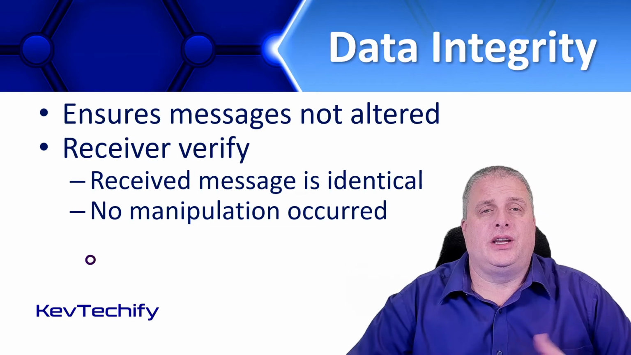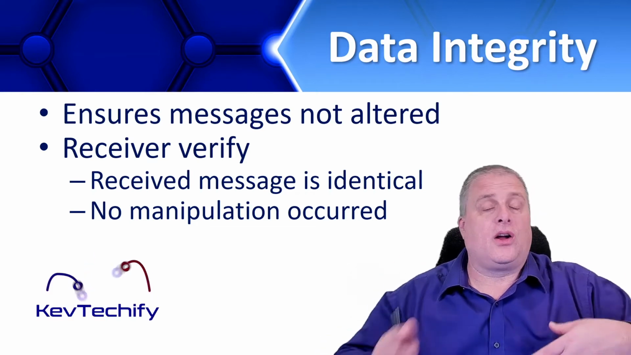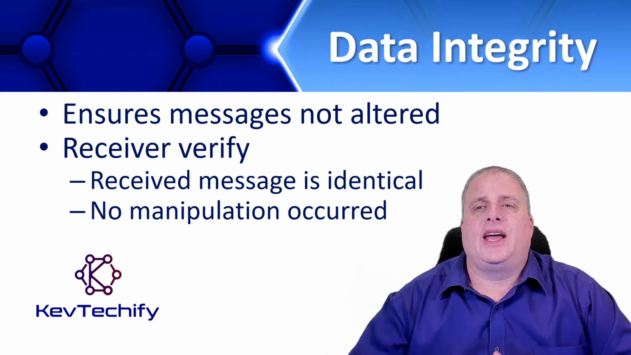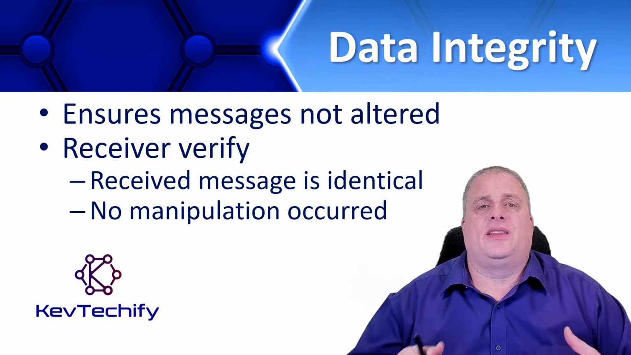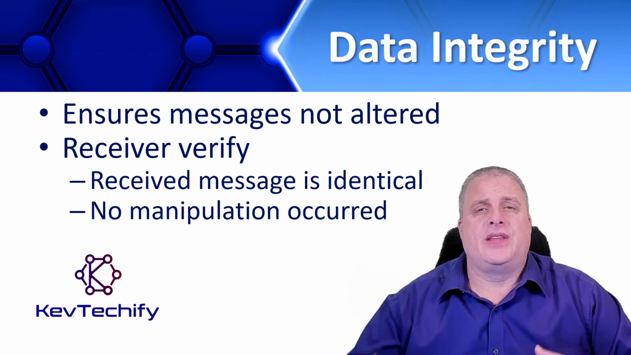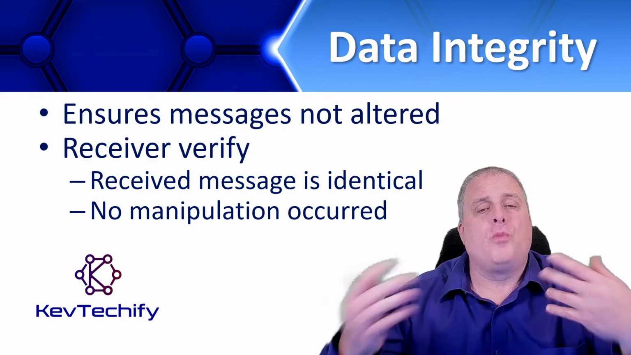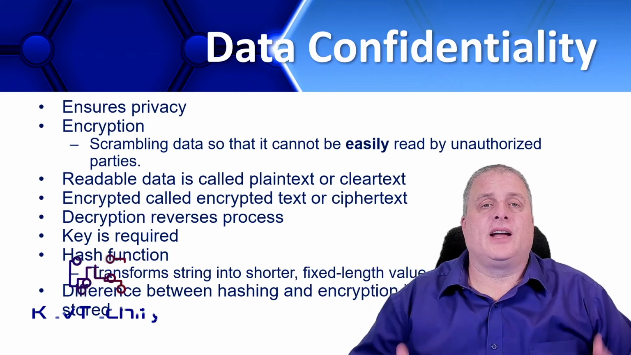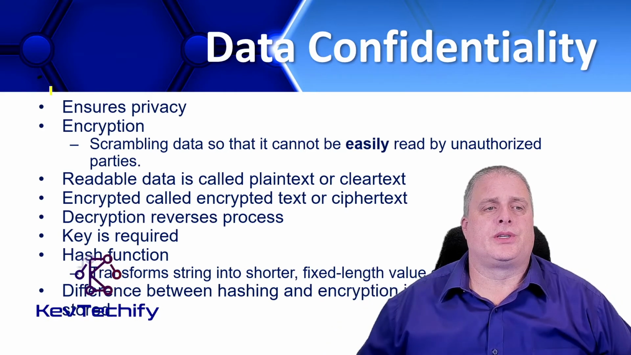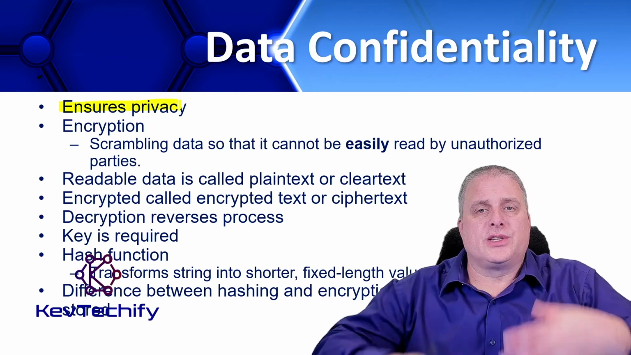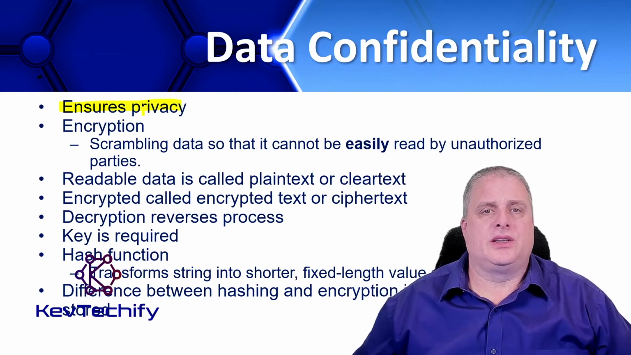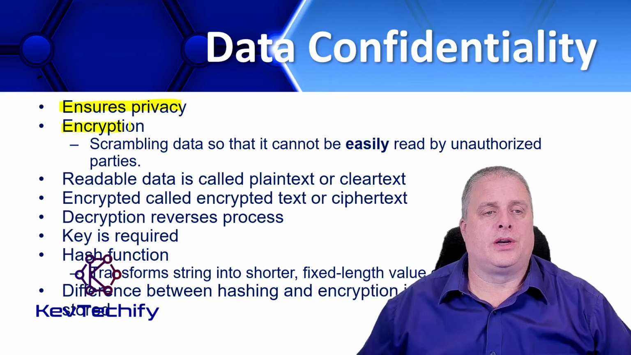Data integrity ensures that messages are not altered in transit as they're traveling across your network. With data integrity, the receiver can verify that the message is identical to the sent message and that no manipulation has occurred. Data confidentiality ensures privacy, so that only the receiver can read that message. This is achieved through encryption.